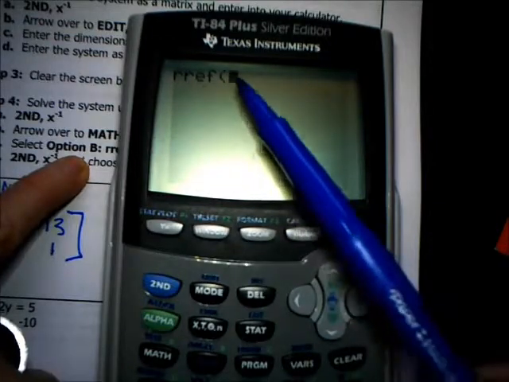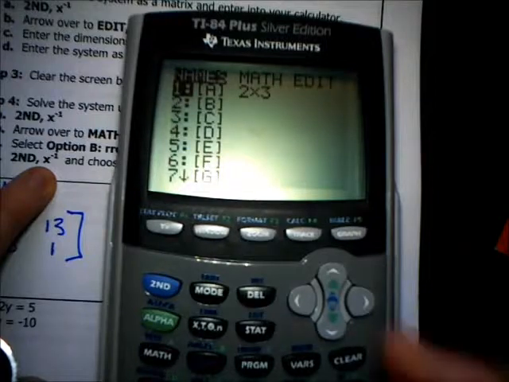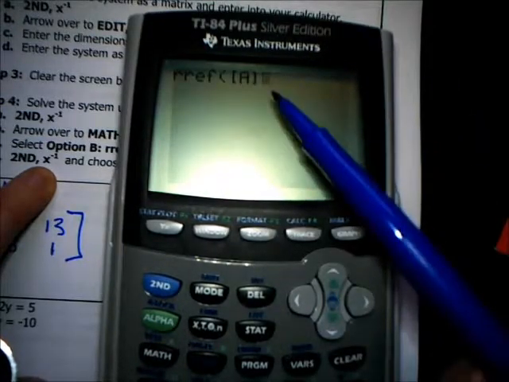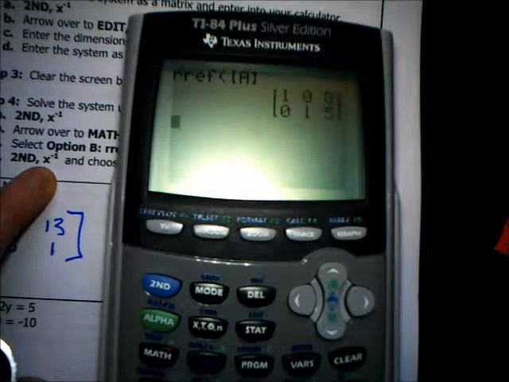So my last step is now to hit second and the inverse again. So I should have this screen. Now it should be sitting on the number 1. I'm just going to enter so that it puts an A right there. Now when I enter, I get this.